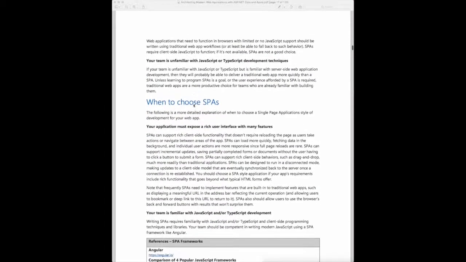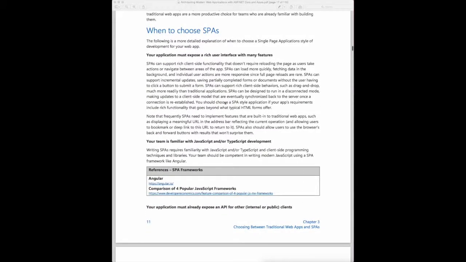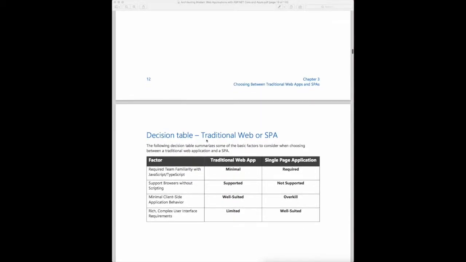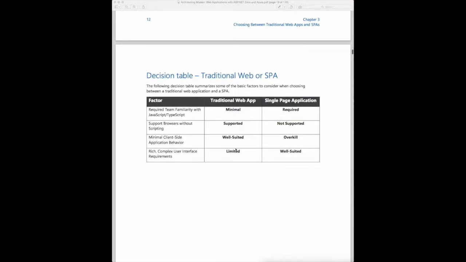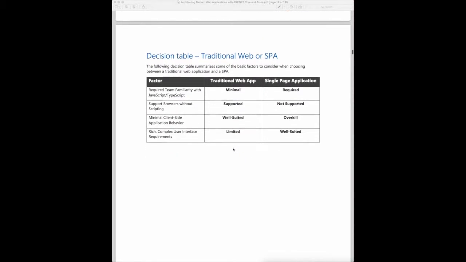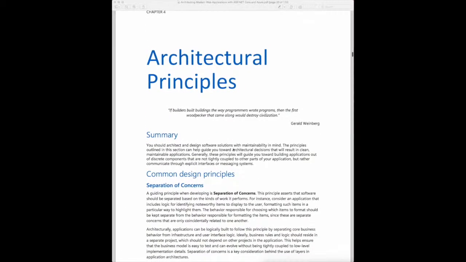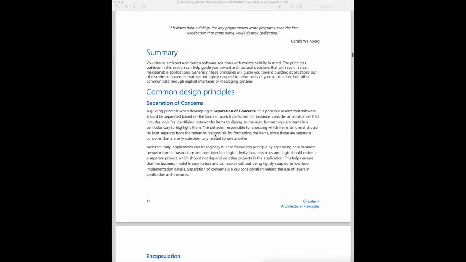Here it goes into more detail on when you should use a single page application and when you should use a traditional web application. It's a very nice matrix. If your application requires team familiarity with JavaScript, traditional web is good. Single page will not require a lot of JavaScript knowledge. Basically, if you need some complex logic, single page is good. But if your application is very simple, traditional web may be good.